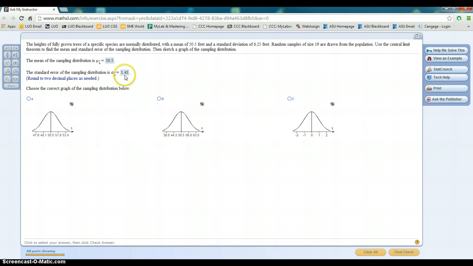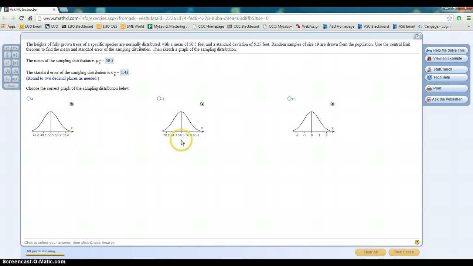But for this graph, we are going to use the fact that our standard error, our standard deviation for the samples, is 1.43. So we'll add 1.43 to 50.5, and that way we can get 51.93. We'll also subtract 1.43 from that, and we'll get 49.1. And we'll see that one standard deviation from the mean on this first graph is 49.1 to the left of the mean and 51.9 to the right of the mean.